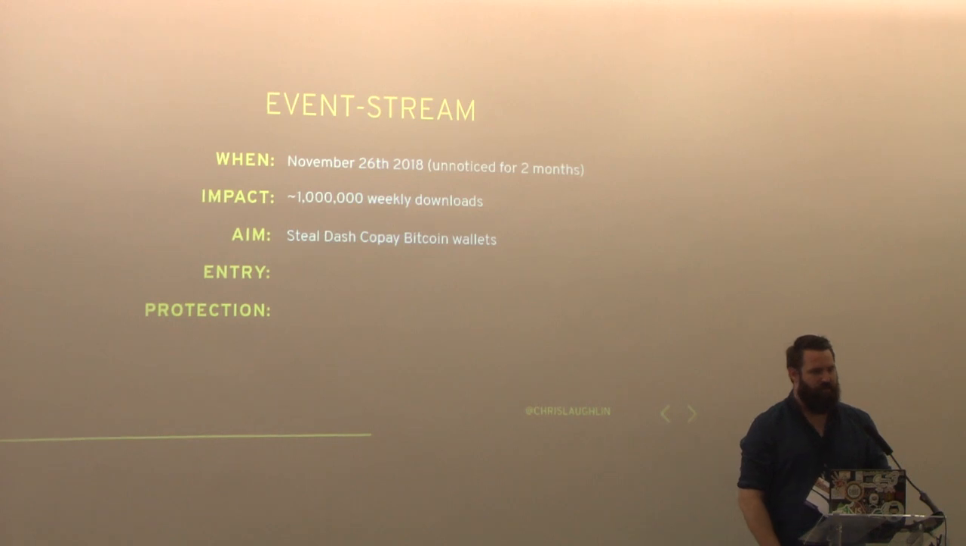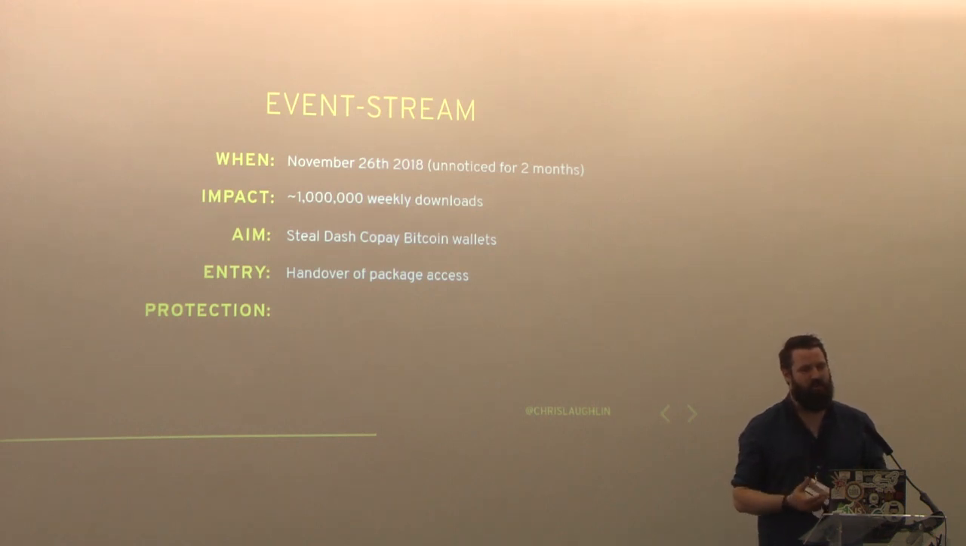So the aim for this was a very targeted aim. It was to steal Bitcoin wallet information from a specific company. This was Dash Copay, that was the company, and it was very targeted towards them and what they were doing. So the entry point for this was a very interesting one. It wasn't someone hacking in and doing something crazy. The owner of Eventstream simply handed the package over to the attacker.